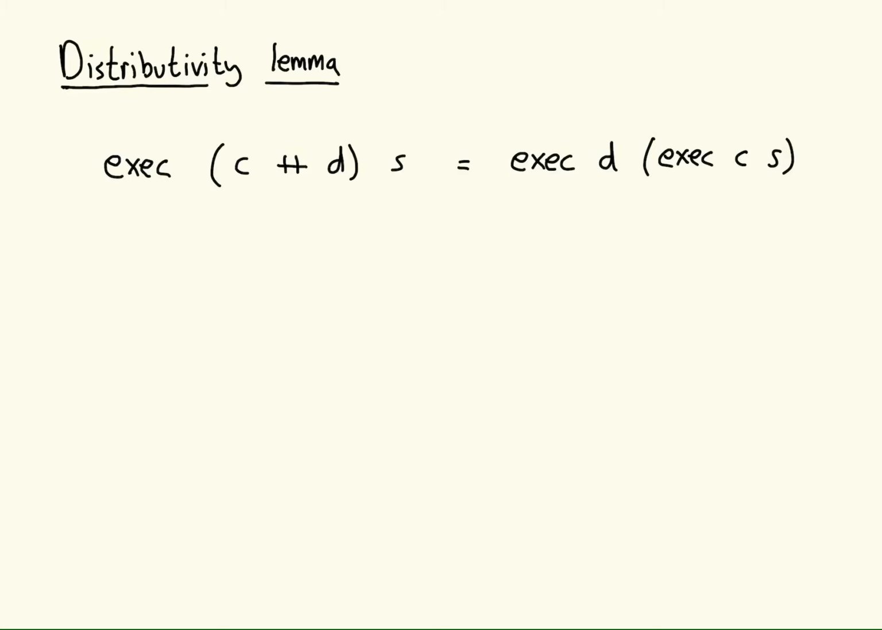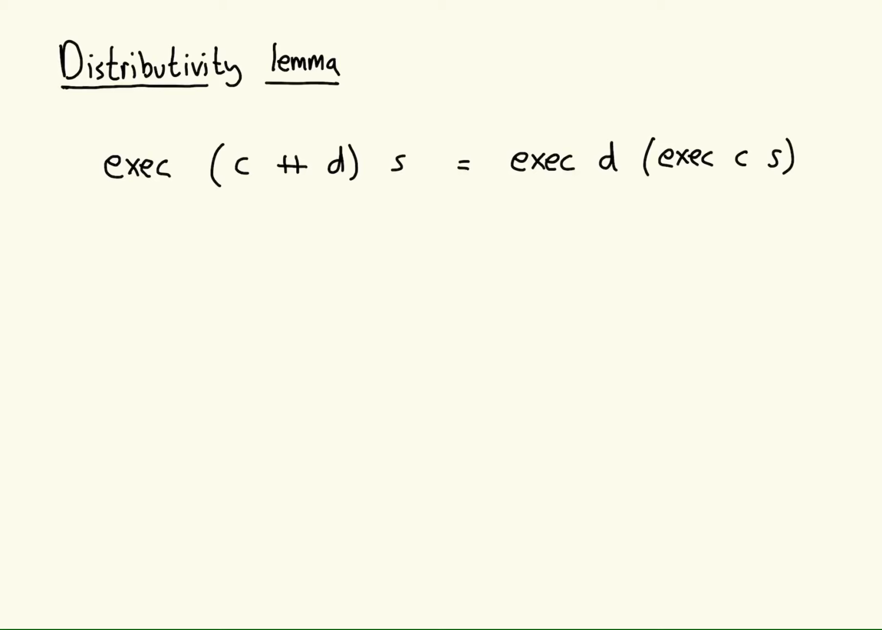Let me again explain this in words. If I want to execute the result of appending two pieces of code using an initial stack S, all I'm going to do is execute the first piece of code, C, using that stack. That will give me a new stack, and then I can use that to execute the second piece of code. So this is a simple distributivity lemma.